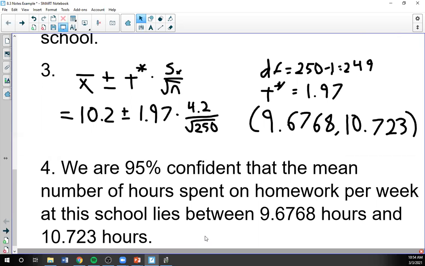And so if we're looking at part B and asking the claim that they spend 10 hours a week on homework, we take a look at that interval. Is 10 included there? Yes. So since 10 is included, we would say that 10 hours would be a reasonable claim to make.